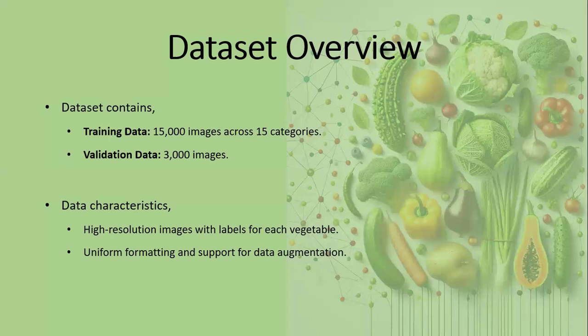When it comes to high resolution, the images are of sufficient resolution to allow the CNN to learn specific features, which are crucial for distinction between vegetables. Each image is high resolution and labeled for each vegetable, with uniform formatting and support for data augmentation. The dataset is also large enough to train, validate, and test the CNN model effectively, ensuring reliable performance metrics.